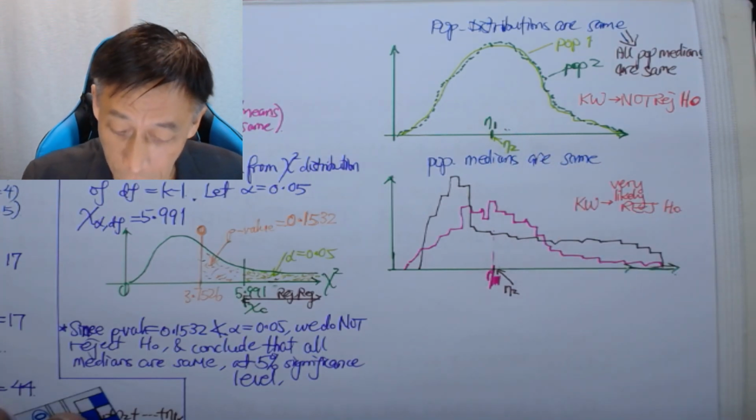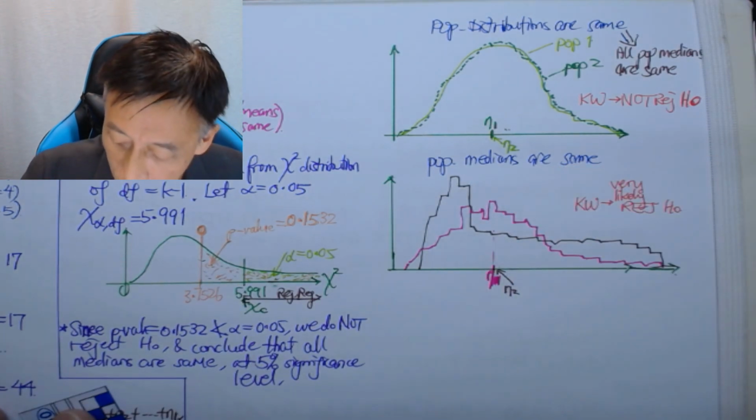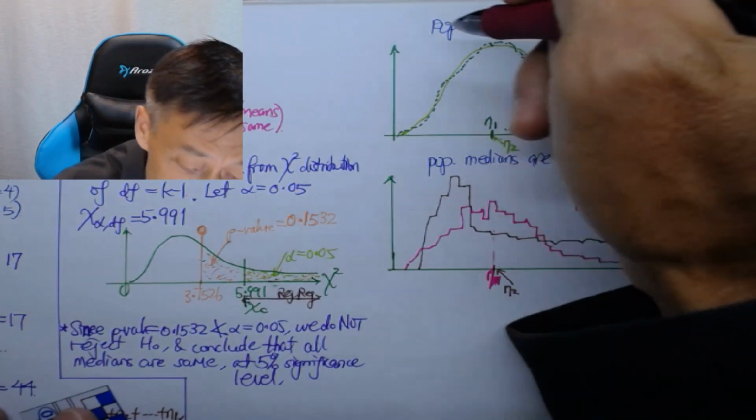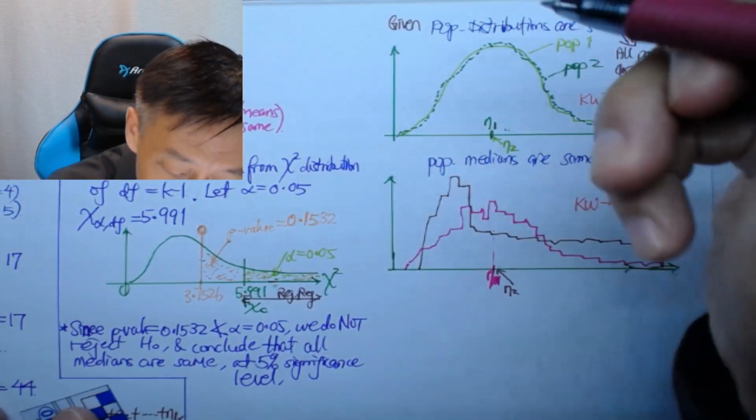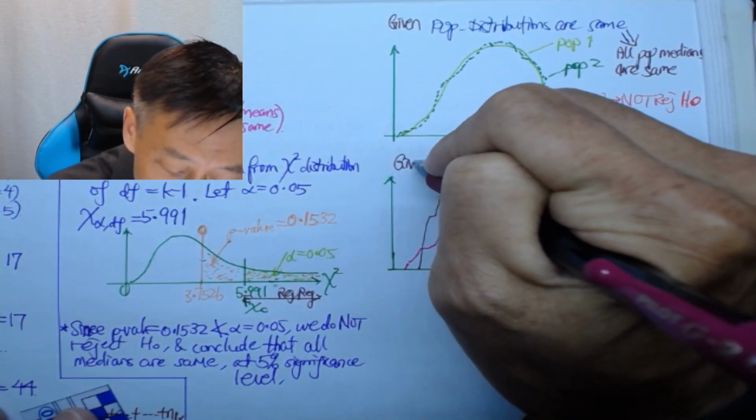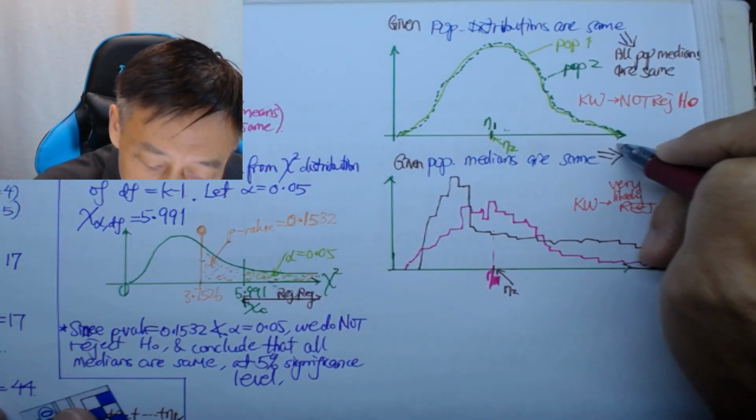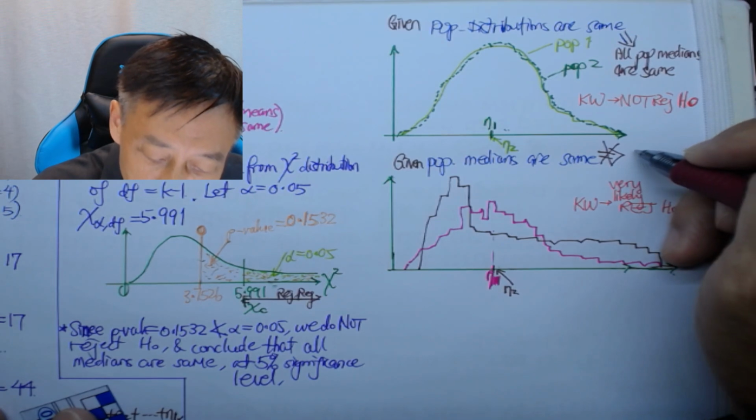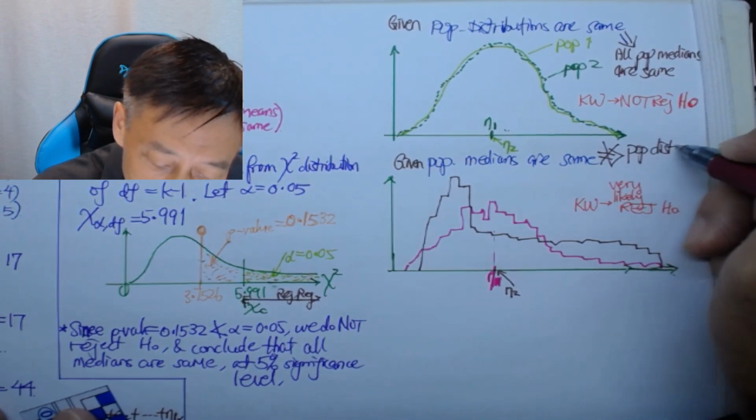So we can complete the sentence here. Population medians are the same. So given this implies this. Given that the population medians are the same, it does not imply that the population distributions are the same.